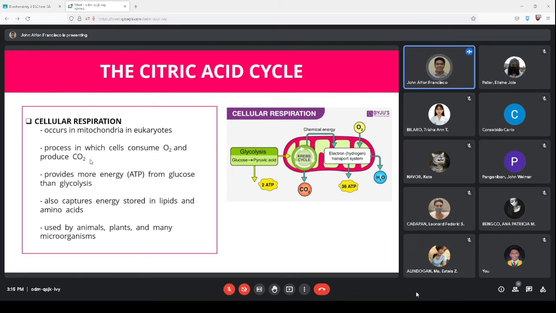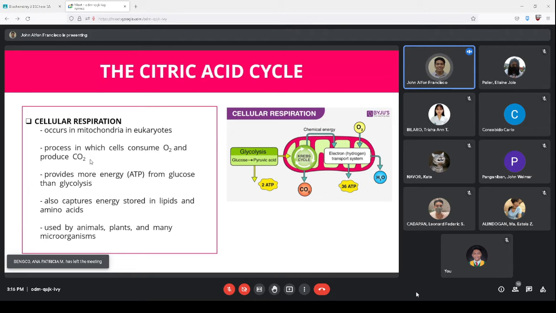This is a process in which cells consume oxygen and produce carbon dioxide. It provides more ATP energy from glucose than glycolysis. So more ATP is produced in the Krebs cycle, indirectly and directly, compared to glycolysis. Okay? It also captures energy stored in lipids and amino acids. It is used by animals, plants, and many microorganisms to produce energy, and because a lot of energy comes from it, it is well used.